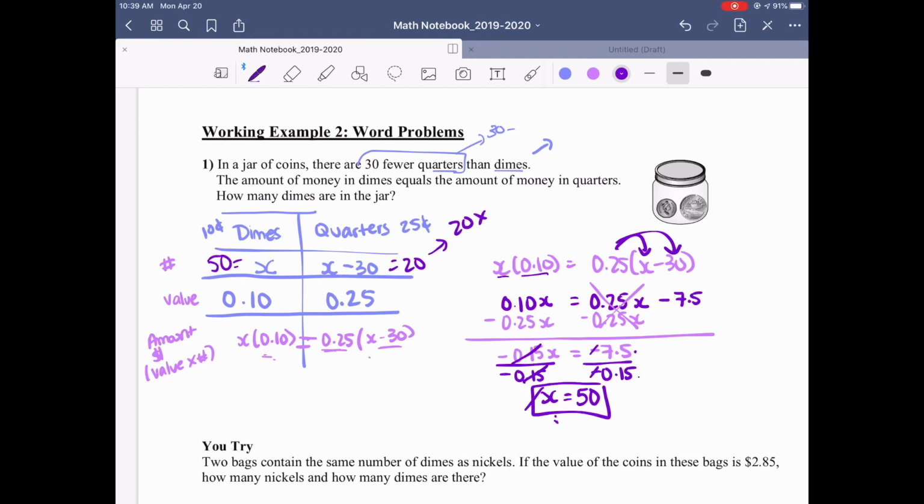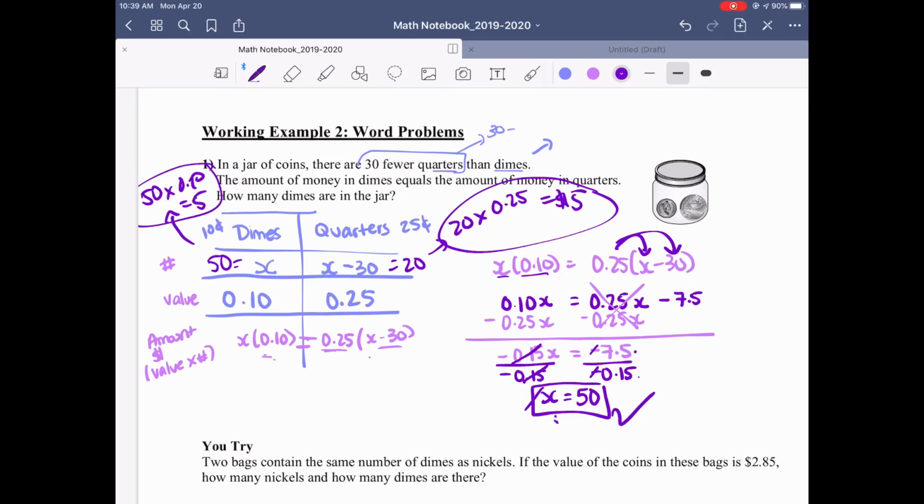20 quarters at 25 cents each is $5. And 50 dimes at 10 cents each is also $5. Okay? So that's how you can check if you did it properly at the end. You can check if they actually do equal each other, which they do. So that's how you know your answer is correct.